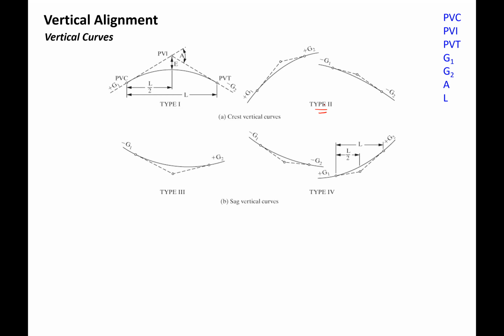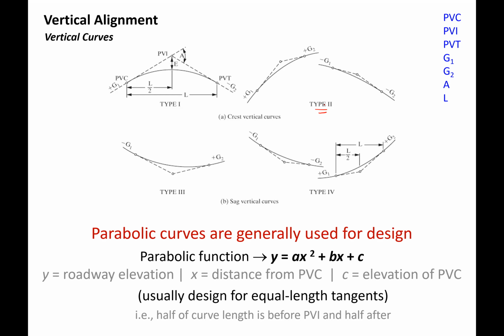And we also have to define what the initial and final grades are. So that's what the G is being shown here in these images. And we also use A, which is the overall change in grade. And then you might remember too that we used a variable K, where K just shows the relationship between L and A, so the overall length of our curve, and how much grade is changing over that length of curve.